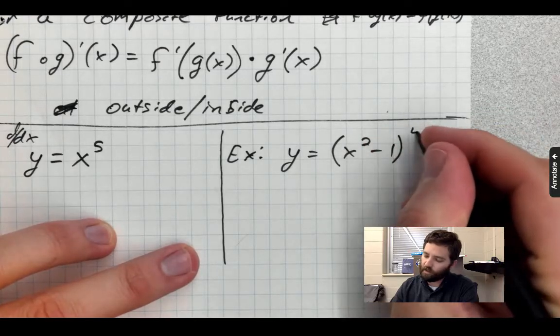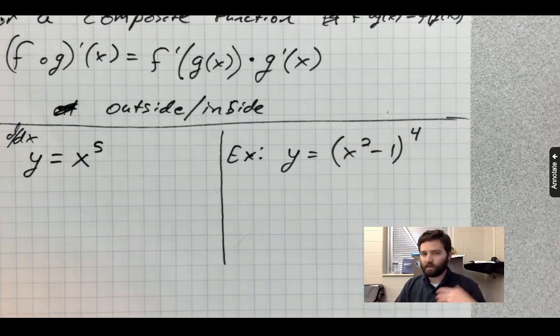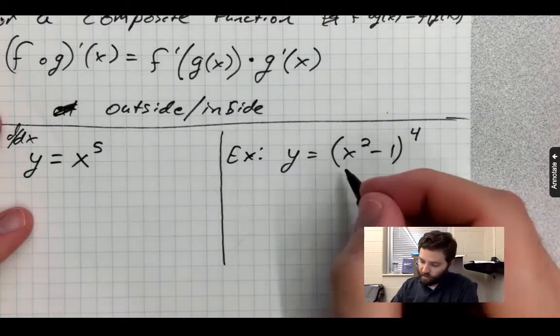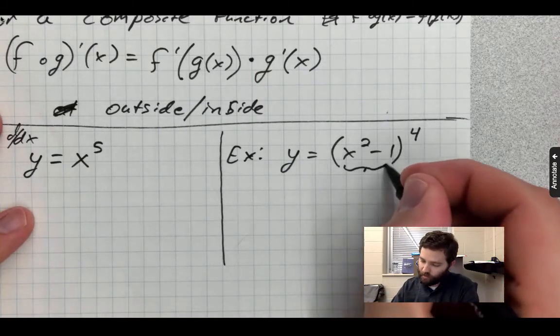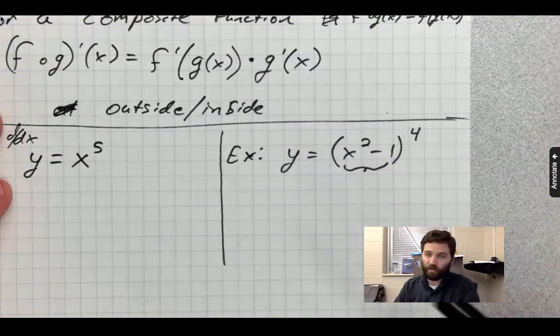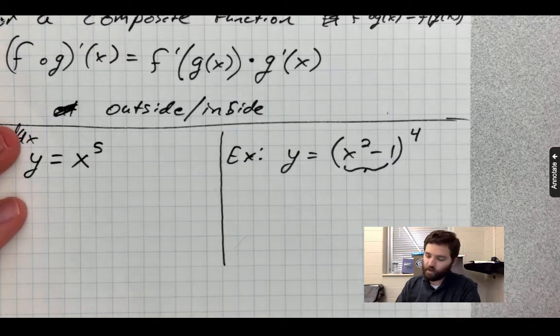X squared minus 1 to the fourth. All right. So the first thing that you want to do is identify what is the inside function, what is the outside function. We already sort of talked about it. This x squared minus 1, that's your inside part. Okay. So in the context of this up here, that's your g of x. So what's the derivative then?